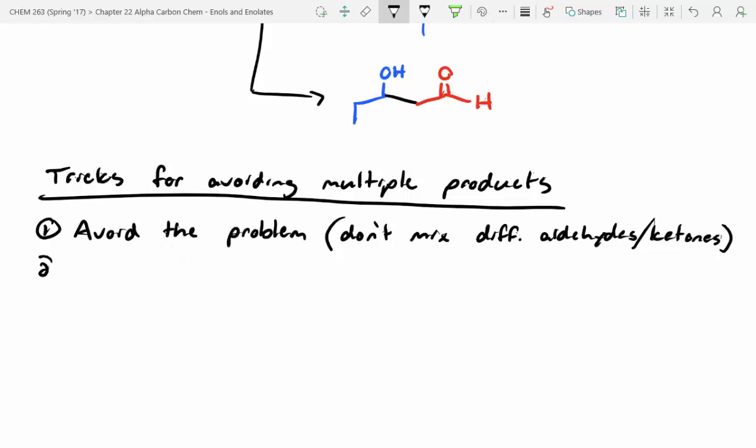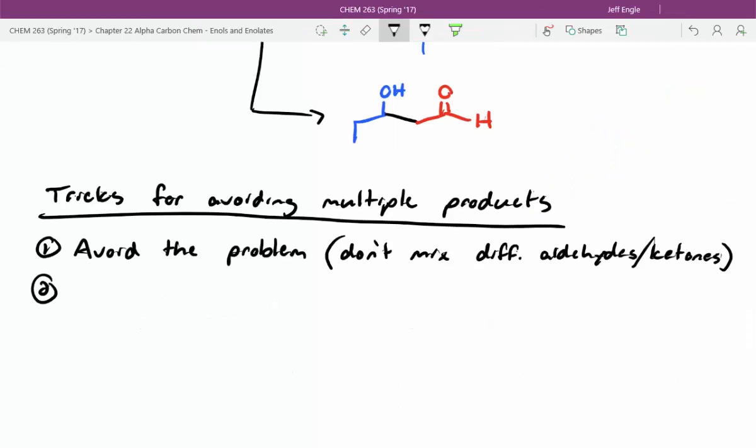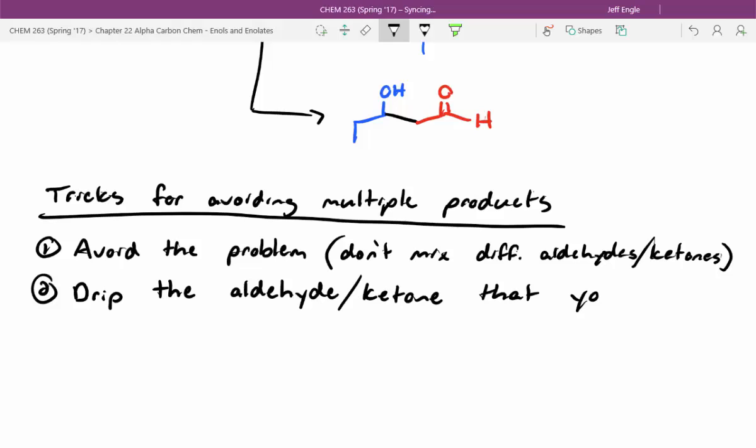So number 2 is drip the aldehyde or ketone that you want to be the enolate into LDA.